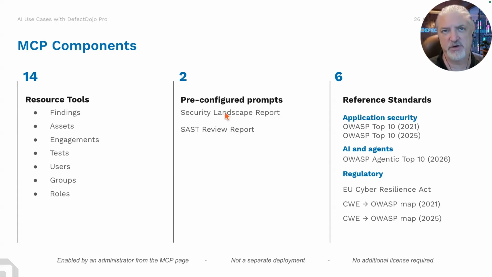So a lot of the data objects that you would want to use for various reports. We do have a couple of pre-configured prompts. And also, what's really important is the reference standards that we've built into this MCP server. Some of these have come as suggestions from customers, so we are looking to add more resources, but these just make it really easy to do reports that are very specific to these resources without having to rely on your LLM agent going out to the internet and having to pull these from websites and things like this. So again, cost savings, token savings, speed savings.